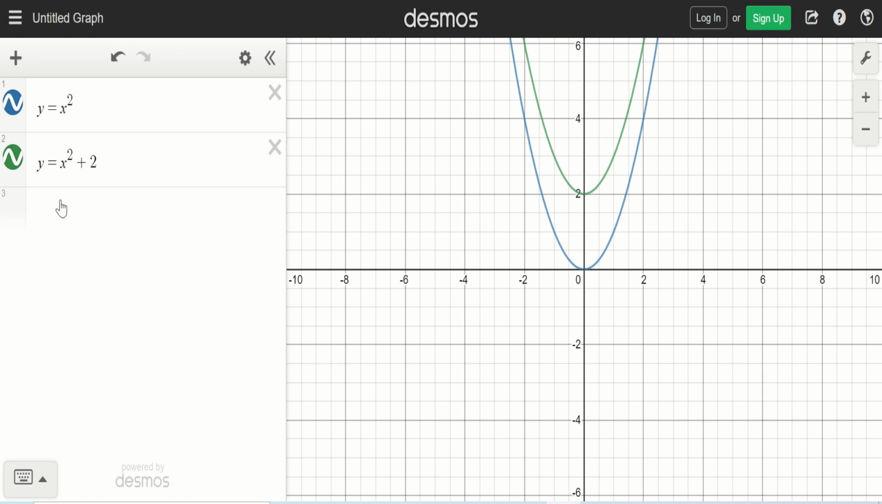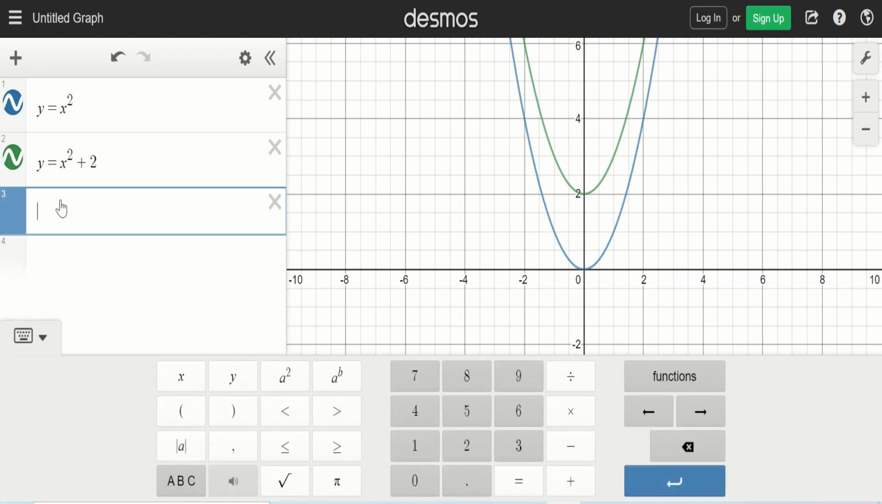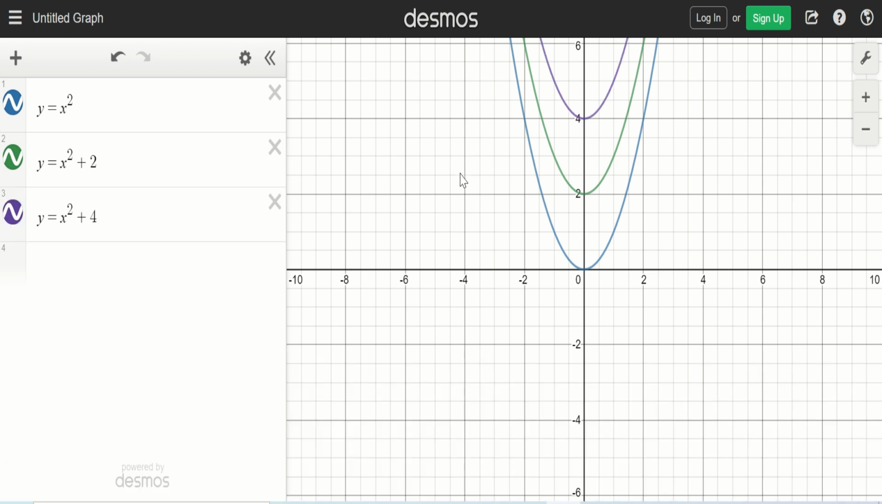So let us observe now if our k is equal to +4. Therefore, our function will be y is equal to x squared plus 4, in which the value of k is equal to +4. So let's see. This is the graph of y is equal to x squared plus 4. So if you notice, this graph moves 4 units upward from our parent graph.